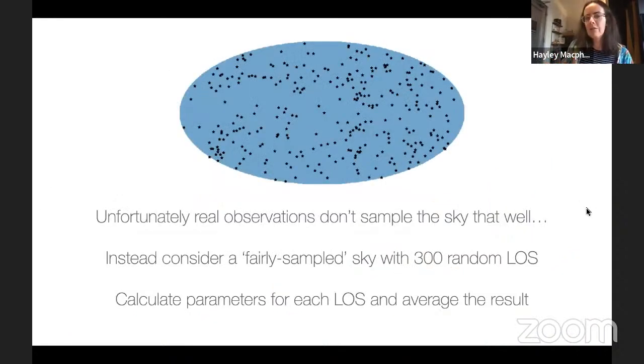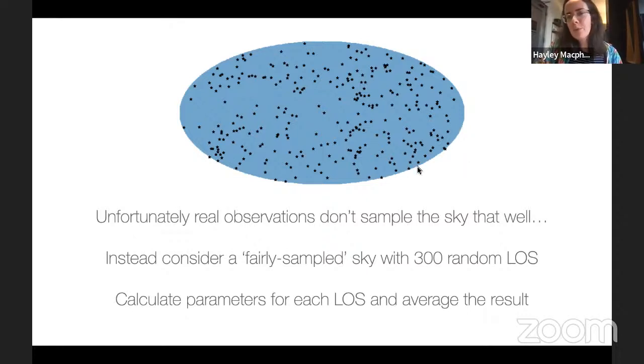But unfortunately, our real observations don't look like that well-sampled, perfectly isotropic sky. So we wanted to get more of a rough idea of how these effects might affect some of our cosmological observations. We considered a distribution of 300 randomly drawn lines of sight, which look like this on a wider projection, which is still a very well-sampled survey for what we currently have.